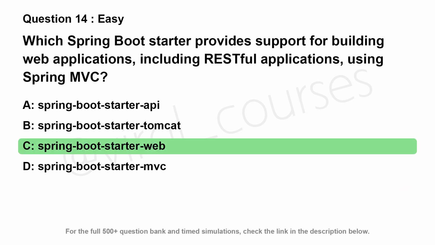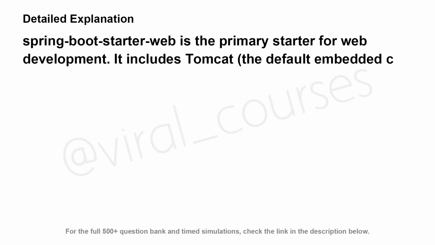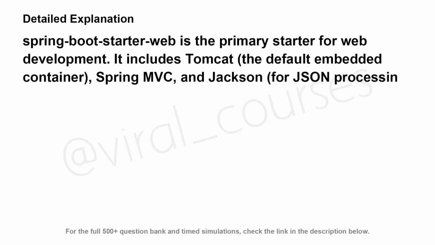The correct answer is C. Spring Boot Starter Web is the primary starter for web development. It includes Tomcat, the default embedded container, Spring MVC, and Jackson for JSON processing.